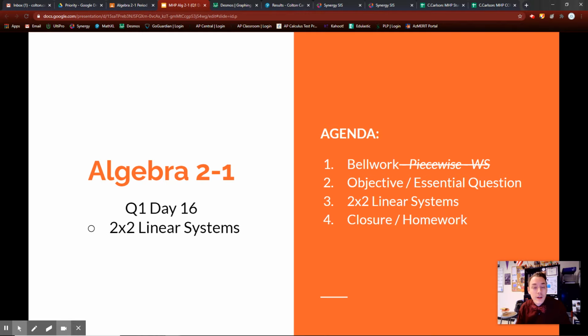We are going to learn about 2 by 2 linear systems. How can I solve two equations with two variables in them? And what does it mean to even solve it?